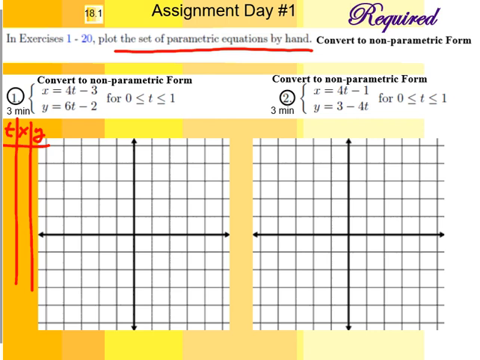And what times would be the logical ones to use? Well, use the domain here. It's only allowed between 0 and 1, so I'm going to go t is 0, and then t is 1. Now, I know it says convert to non-parametric form. That's a separate thing. We'll do that later. So if I put 0 into the x equation, I get negative 3. I put 0 into the y equation, and I get negative 2.